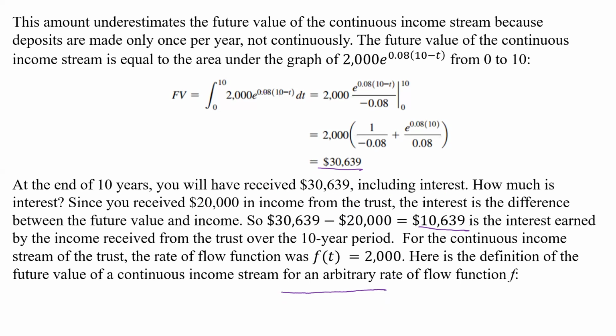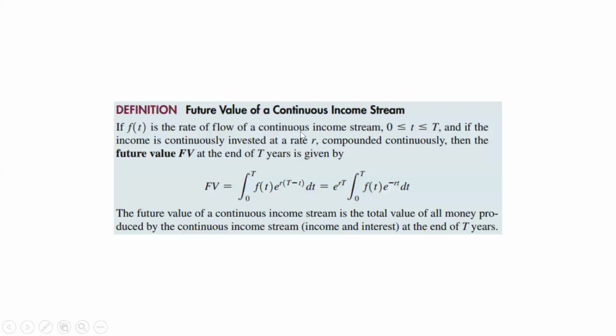Now, the definition of the future value of a continuous income stream for some arbitrary rate of flow is given as follows. If f of t is the rate of flow of a continuous income stream from 0 to capital T, the end of T years, and if the income is continuously invested at a rate of r, as a decimal, compounded continuously, then the future value at the end of T years is the integral from 0 to T of f of t times e^(r(T − t)) dt.